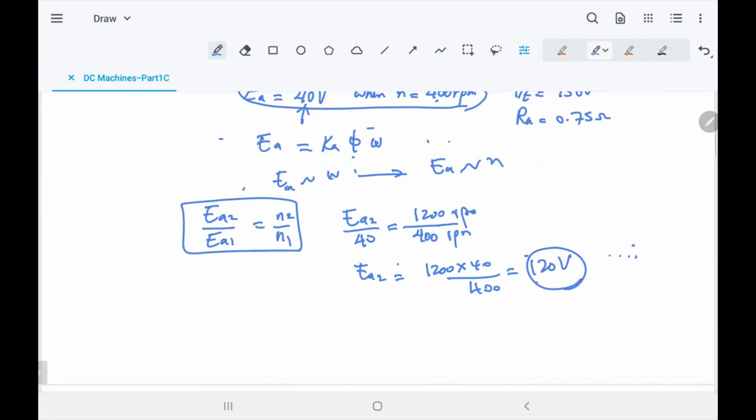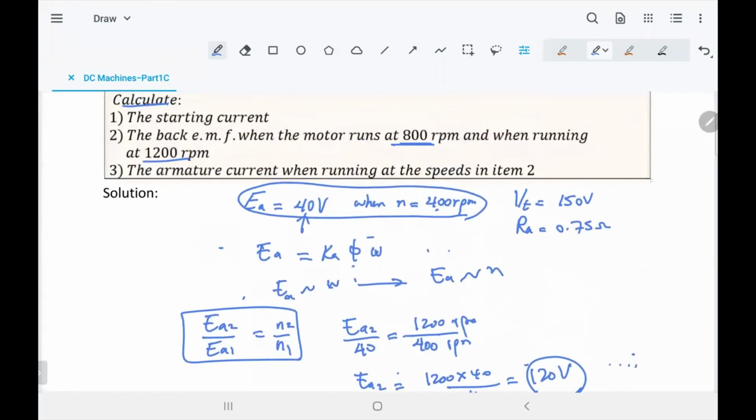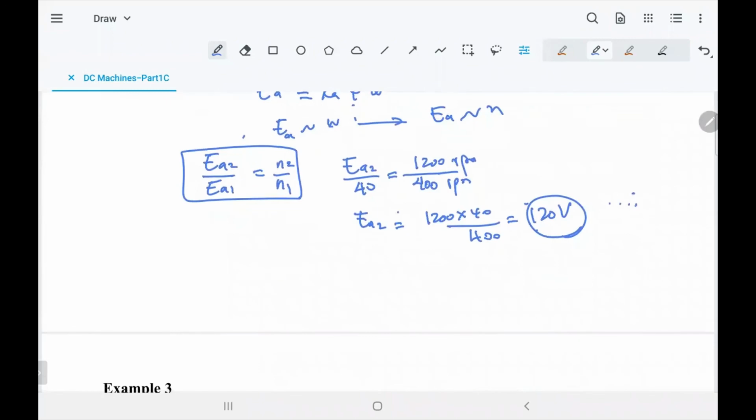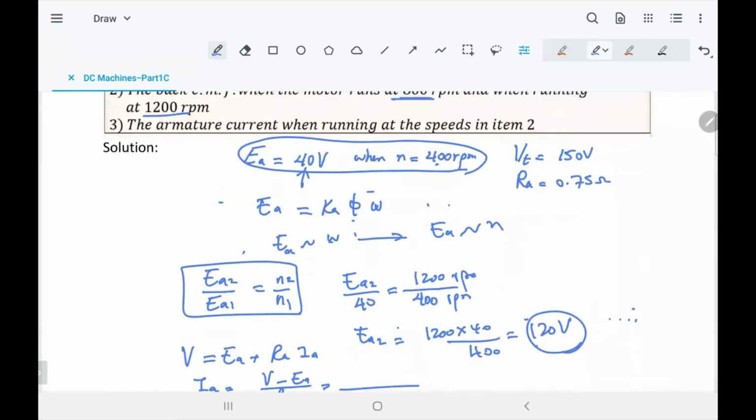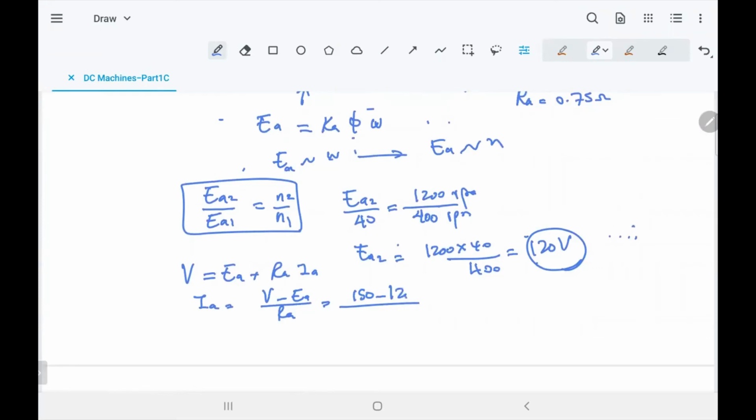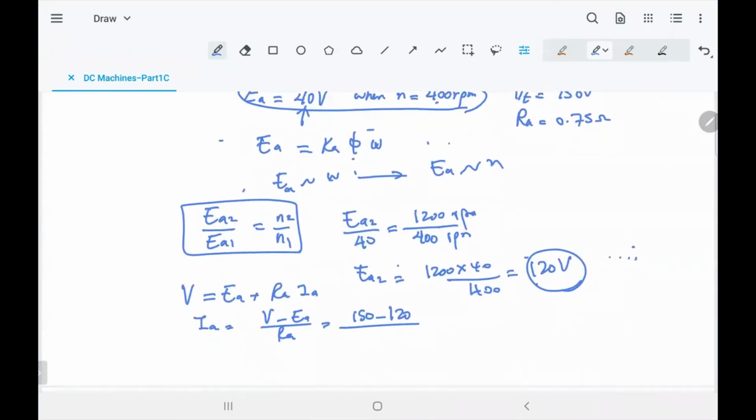It's not required, but I'd like to calculate the current in this case, just to compare it with the starting current that we got, which was 200 amp. Can you find the current at this speed? Yes, because the voltage is equal to EA plus RA IA. So IA will be equal to V minus EA divided by RA. The source voltage is constant, equal to 150, and EA this time is 120, divided by RA, which is 0.75. So 150 minus 120 is 30, and dividing by 3/4 gives 40. So when the machine is running, it only takes 40 amp. When you start it, it takes 200. Starting is always hard.